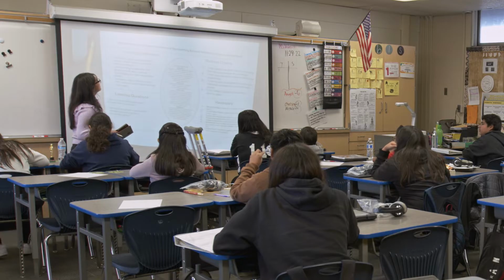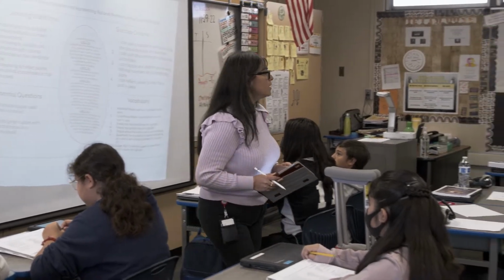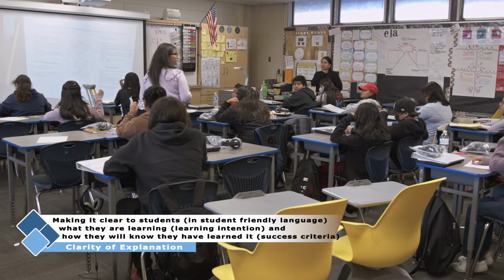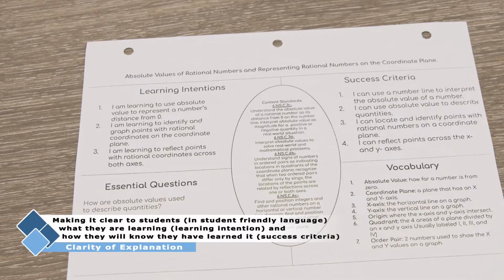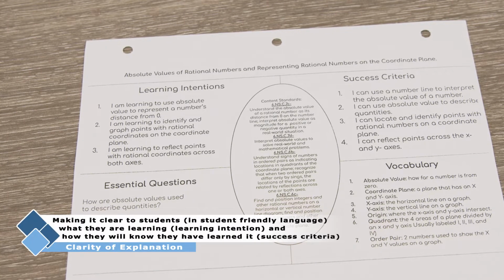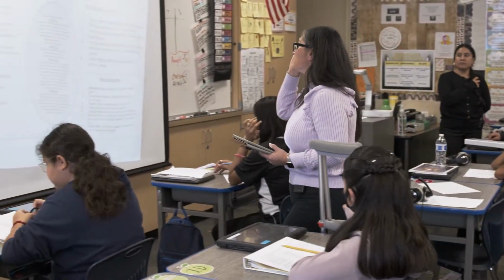So we're going to start our lesson by taking a look at our learning intentions for today. Osvaldo, can you start us with our learning intention number 1? Yes. I am learning to use absolute values to represent a number's distance from 0. Very good. Thank you so much. I am learning to use absolute values.